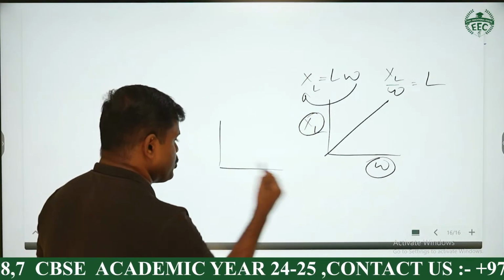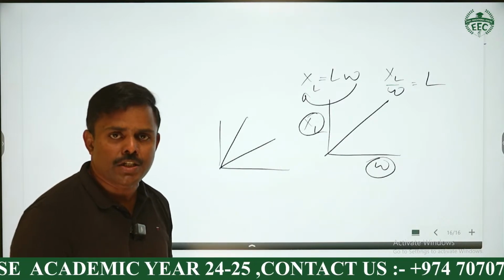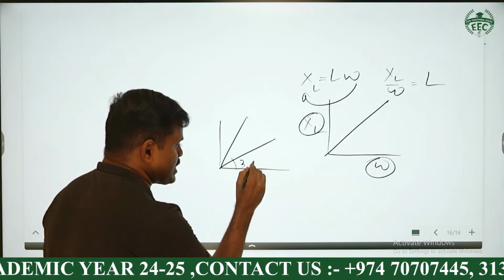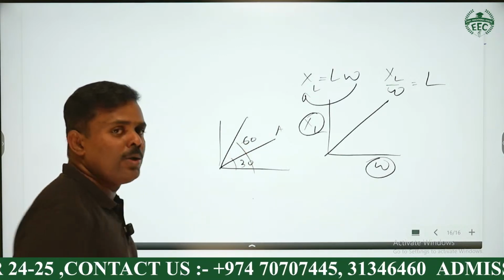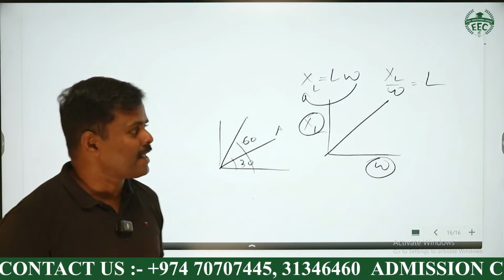Inductance. They will give you 2 graphs. They will ask you to find the ratio of inductances. They will give you this angle as 30. They will give you this angle as 60. Right, so you can take the tan 30 to tan 60 ratio. That will give you the self-inductance.